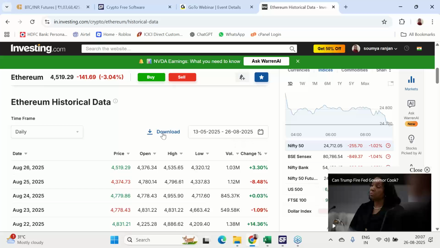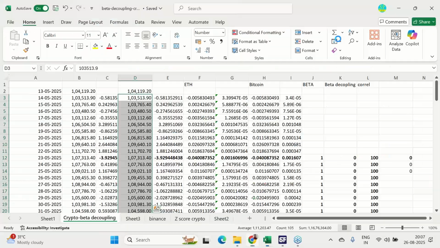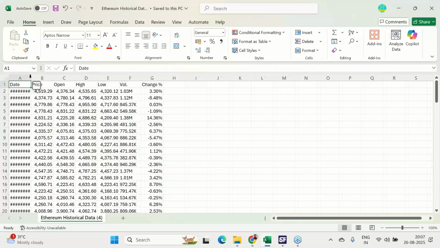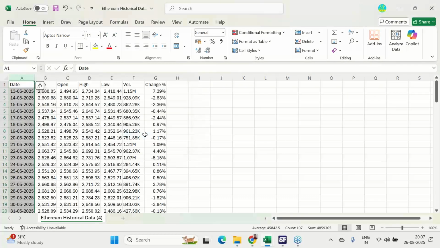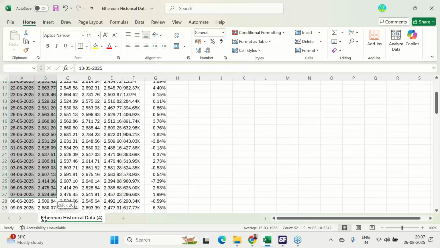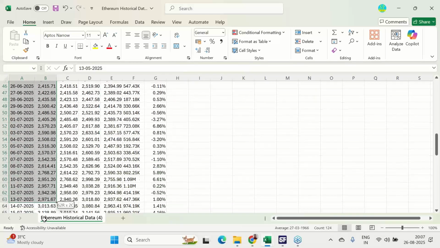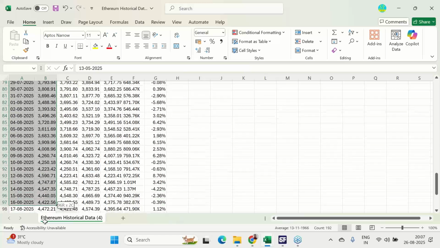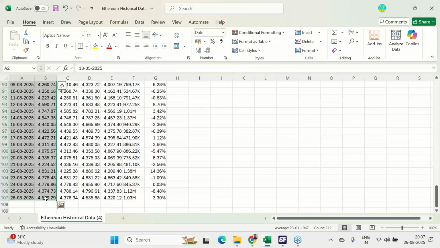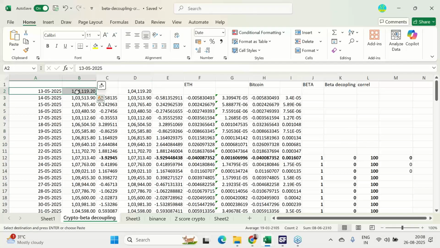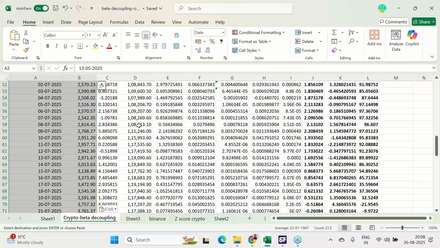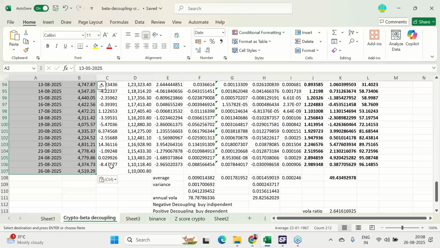So I downloaded this data, and let me open it. It will definitely be in the opposite order, oldest to newest. Now copy this data and paste it in its appropriate section, so we'll get the exact analysis. Now just copy paste, it is done. So this part is done. One extra data point is there.